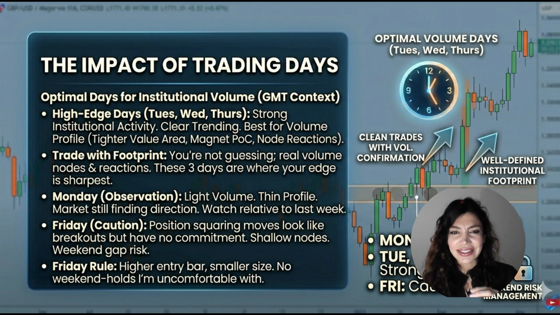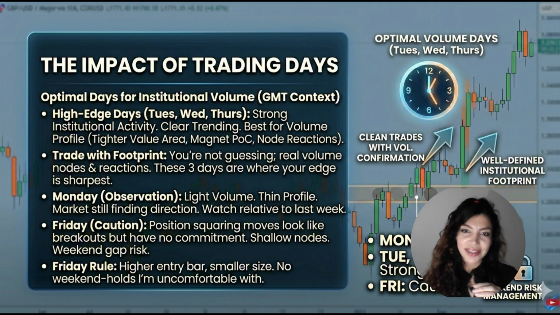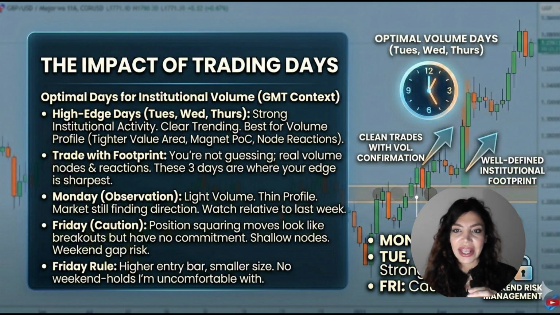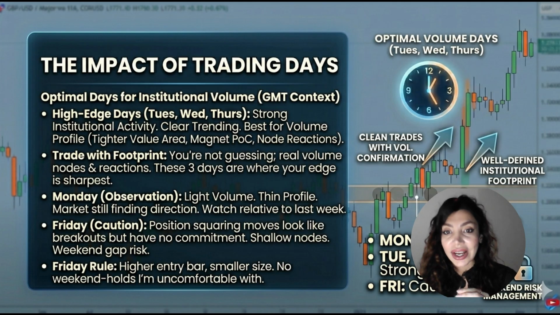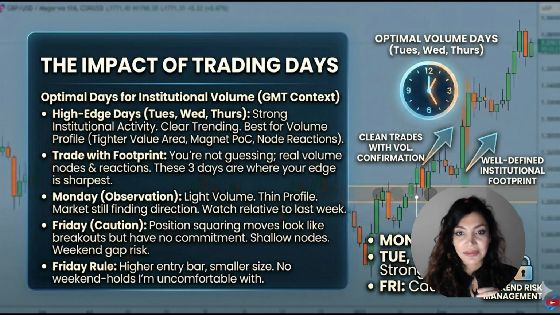Monday, I treat as an observation day. Volume is light, the profile looks thin, and the market is still finding its direction. I watch where price is trading relative to last week's value area and wait for conviction before I enter anything.